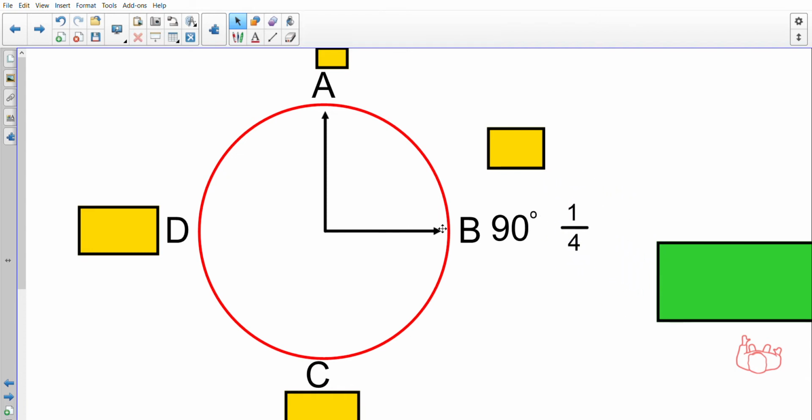Okay, so from A down to B, it's a 90-degree turn, but it's also a quarter turn. It's just different ways of saying it. Okay, let's start again. This person is pointing at A. They're facing A. They turn all the way round, and they're now facing C. So they were at A, and they're now facing C.